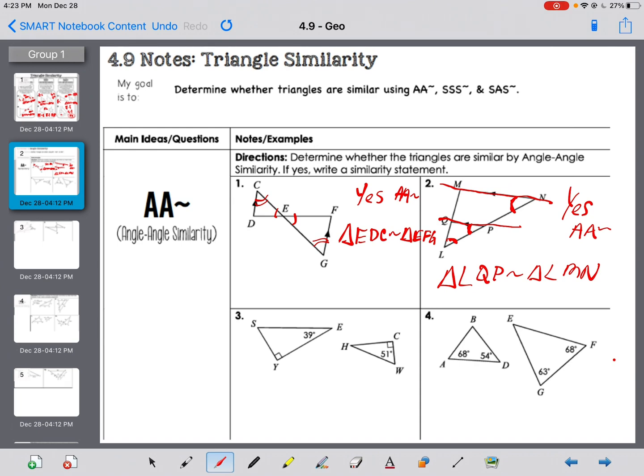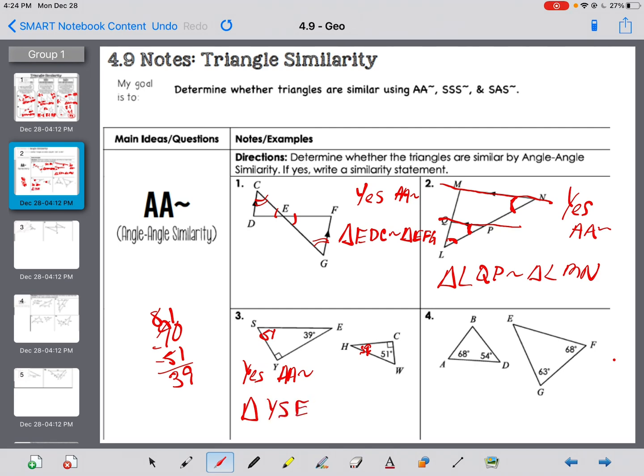Well, look at this. They give us 39 and 90, and they give us 51 and 90, and 51 and 39 aren't the same. But what's the other piece? What's the complement to 51? Well, 90 minus 51. Borrow. 10 minus 1 is 9. 8 minus 5 is 3. So that's a 39. That means that this one's a 51. So angle, angle, angle. Or you only need two of them, because if you know two, the third has to be, since the three angles of a triangle add to 180. So that's a yes. Angle, angle similarity.